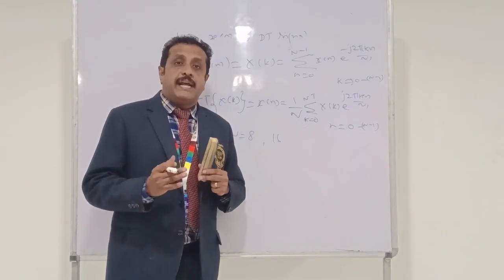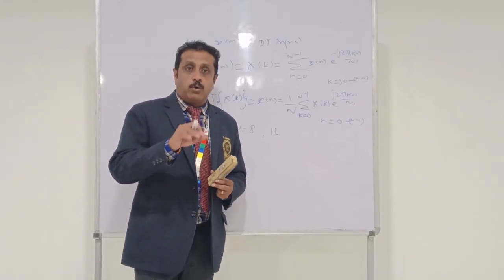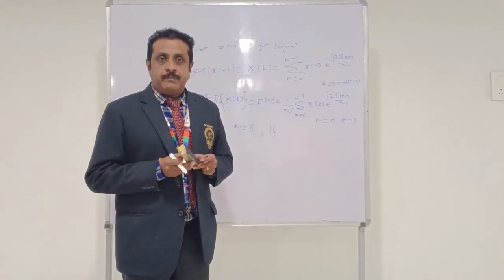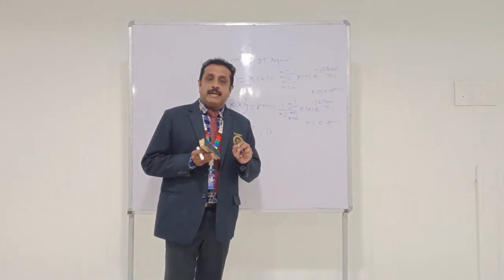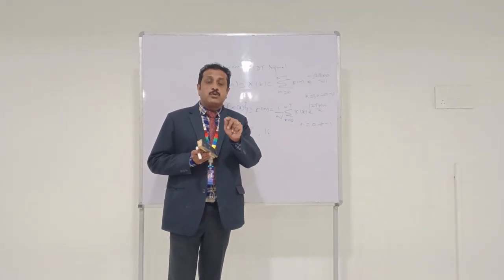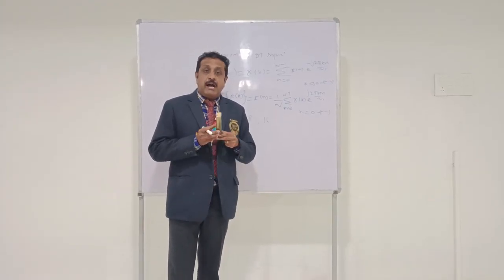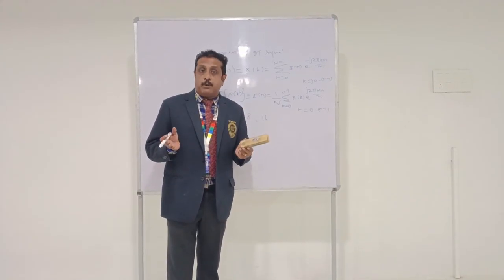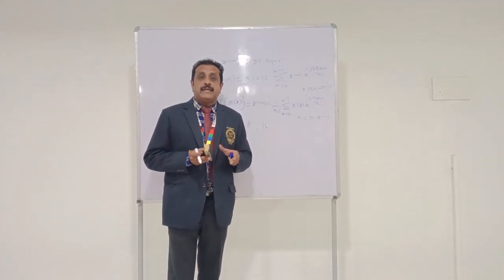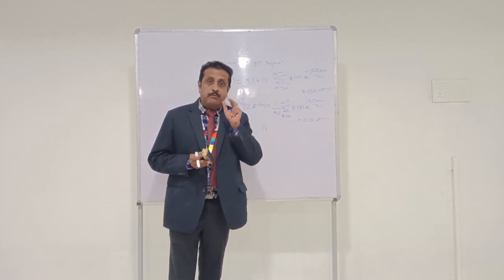In order to eliminate this drawback in the DFT, we go to the next approach, FFT, fast Fourier transform. The fast Fourier transform is an algorithm or approach that can be used to compute the DFT with a reduced number of calculations. So we have two kinds of algorithm approach under the FFT. One is the DIT, decimation in time. The other one is the decimation in frequency.